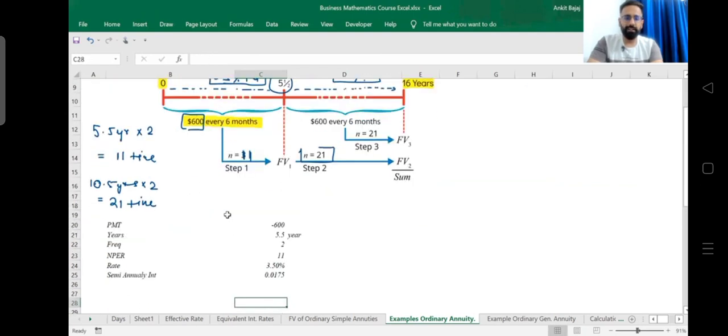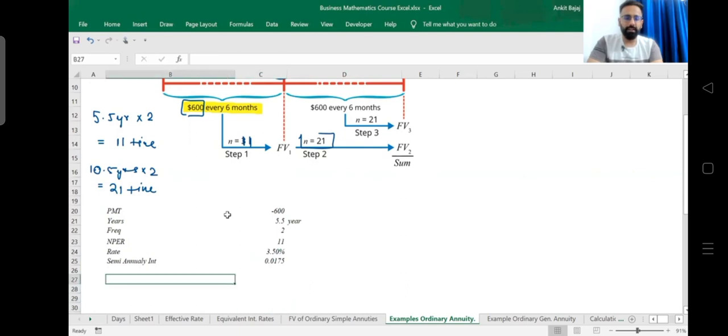So we have all the details with us. Now we will calculate the future value for the first 5.5 years. So the future value is going to be this.